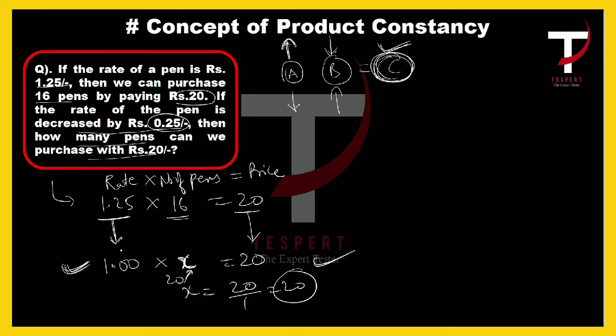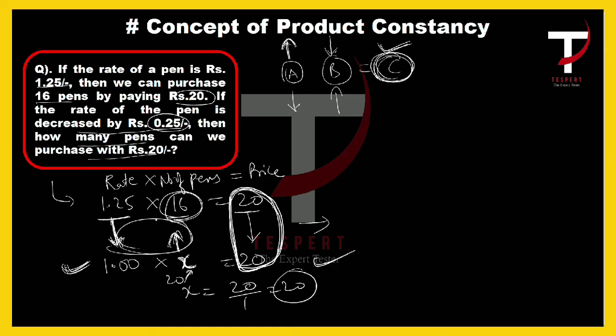So what happened? You observe, the rate got decreased. However, the number of pens, this quantity, got increased. The value 20 and 20 remain the same; 20 is constant. Why is 20 constant? Because this one is decreased, this one is increased, so it got balanced. In order to make the other side constant, everything must be done on this side. If this is decreased, this will be increased. If this is increased, this will be decreased, right?